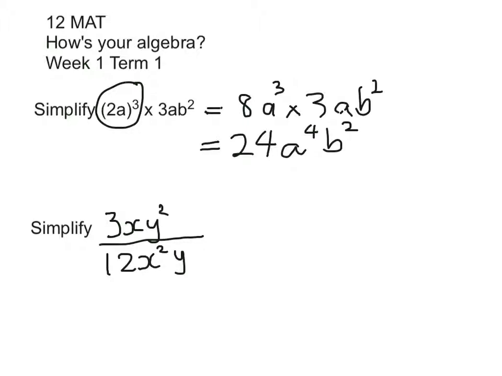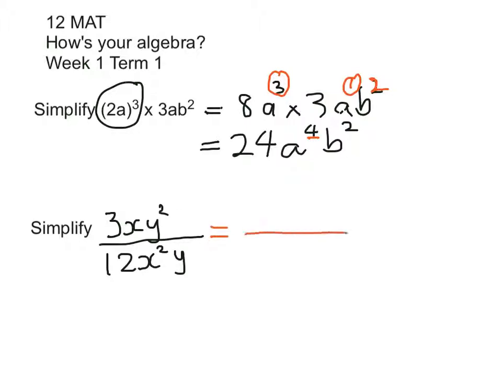Right, so remember our rules here. We are simply adding the powers when I've got the same base. So a to the power of 3 times a to the power of 1 gives me a to the power of 4. Okay, next one is the same thing.